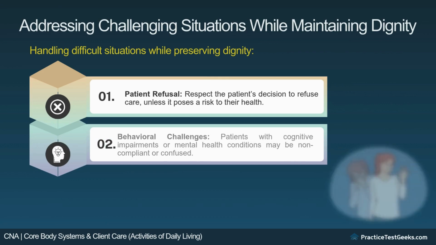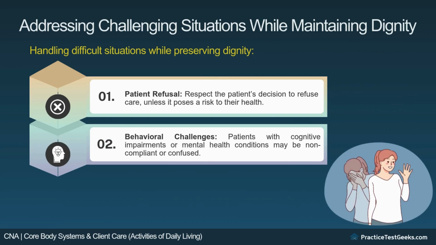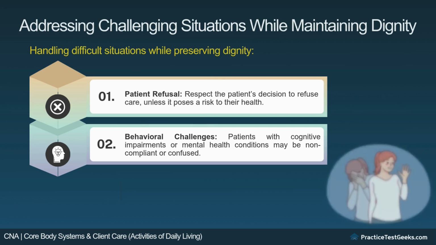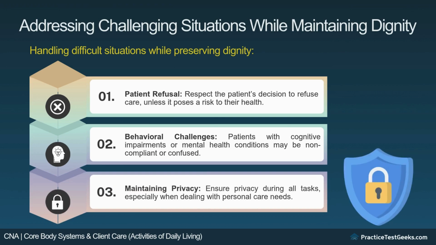2. Behavioral challenges. Patients with cognitive impairments or mental health conditions may be non-compliant or confused. Stay calm and use simple explanations to help them understand their care needs. 3. Maintaining privacy. Ensure privacy during all tasks, especially when dealing with personal care needs. Even when the patient refuses care, maintaining privacy reinforces dignity.